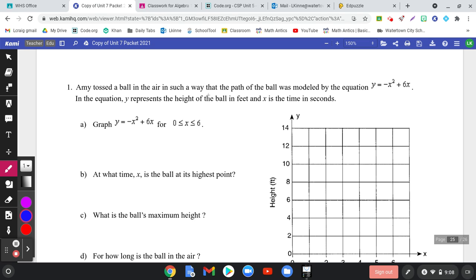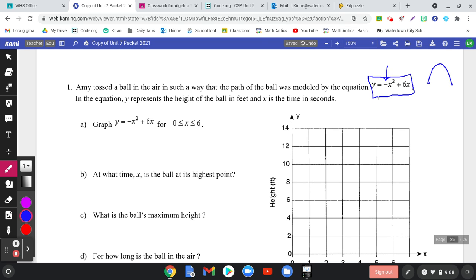Amy tossed a ball in the air in such a way that the path of the ball was modeled by this equation. Think about what would happen if you tossed a ball into the air. It's going to go up and then come back down. So that's the shape that we're going to see. And I knew that it was going to be concave down because of this negative.